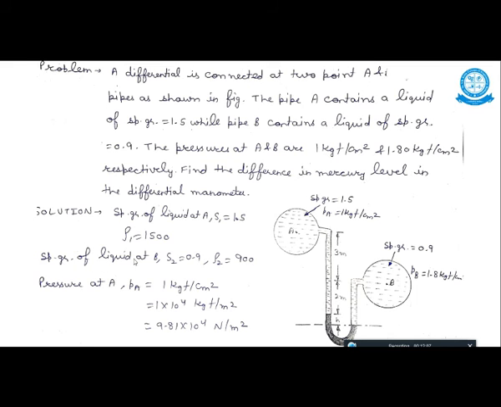The specific gravity of the liquid at point B is S2, which is 0.9. From that we can find out the density, that is 0.9 multiplied by 1000, that is 900 kg per meter cube. Now the pressure at A, PA. How can we find out the pressure here? Pressure is given as 1 into 10 raised to power 4 kg per meter square. We have to convert this kg into Newton, so multiply by 9.81. So 9.81 into 10 raised to 4 Newton per meter square.